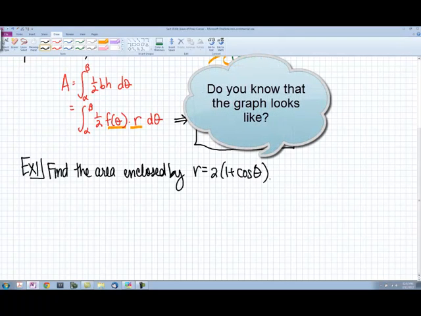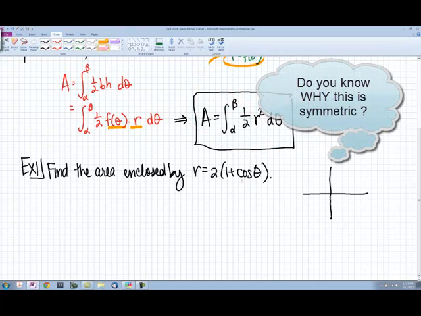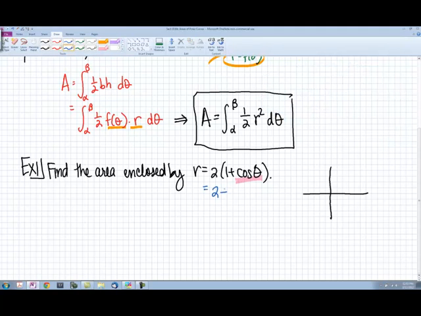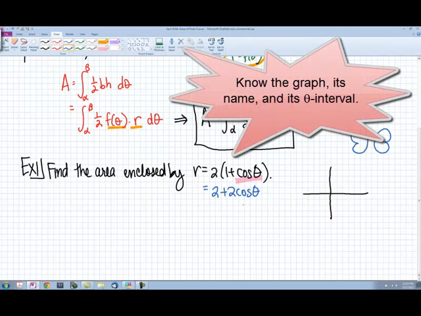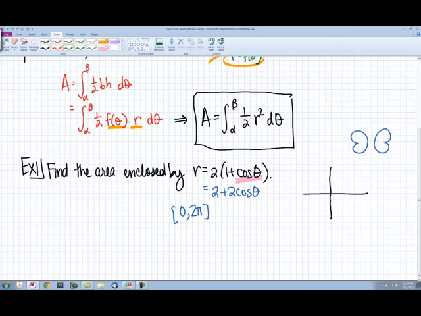So this is a question that you're given. This function has first order of cosines in it, so that means it's symmetric top and bottom. If I multiply it out, it's 2 plus 2 cosine theta, which I know to be a cardioid. Your theta interval is going to be from 0 to 2 pi. So when you plug in 0, cosine of 0 is 1, so 2 times 1 plus 1 makes it 4. So your graph has to touch the axis here at 4.